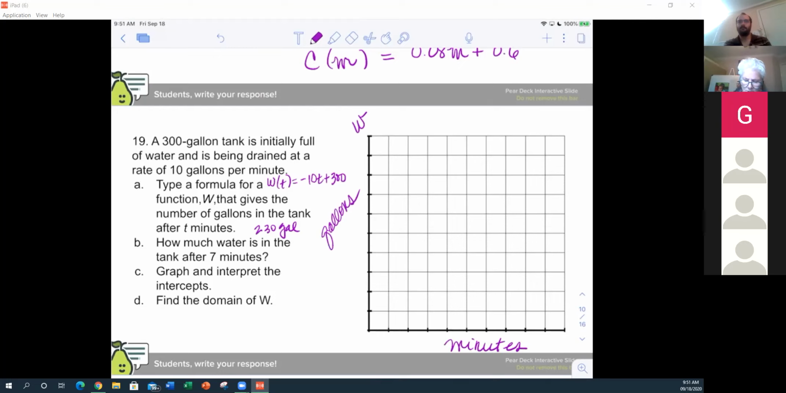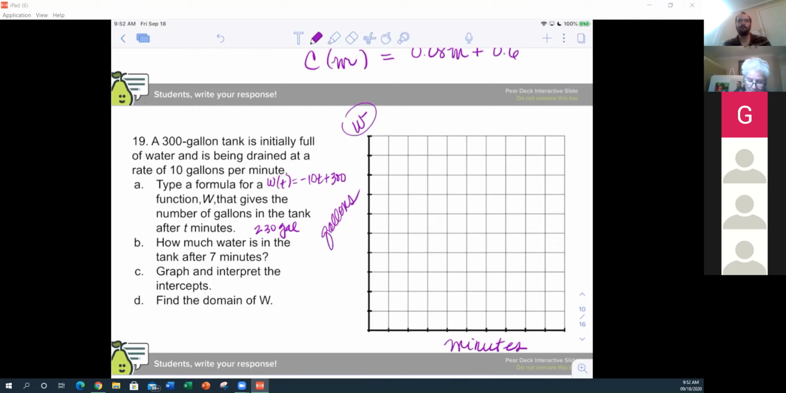So what would be a good scale for this? Well, I put 10 for minutes. Okay. I'm talking about the w-axis. Oh, gallons. That's what I mean by here when I started. Okay, so you're going up to 300, right? You wouldn't want to pick ones in this case. No, right? So pick like 50s.